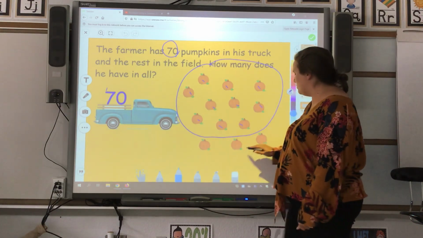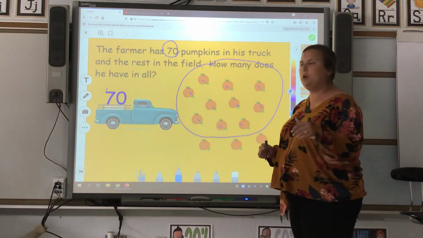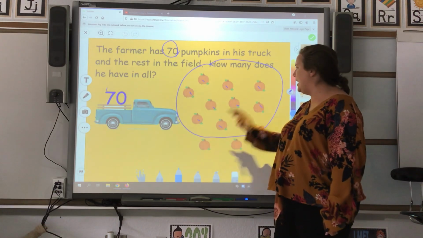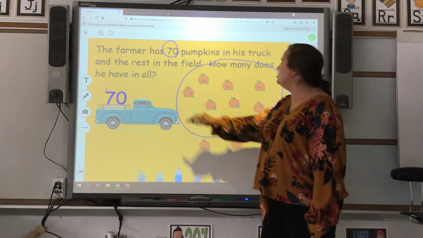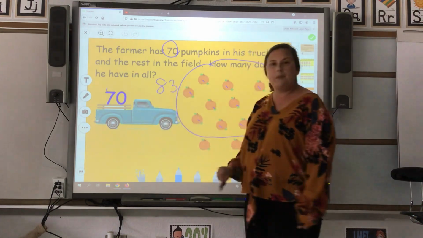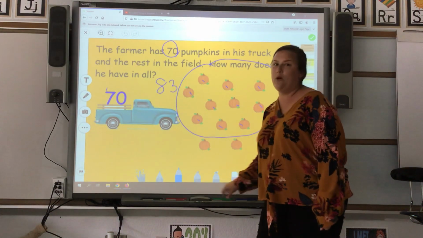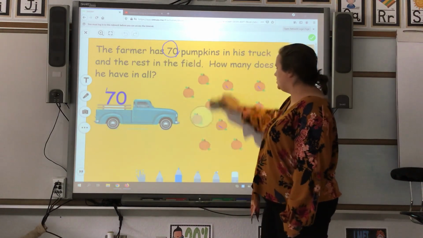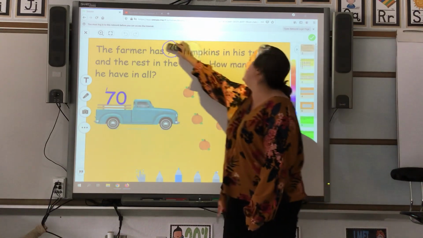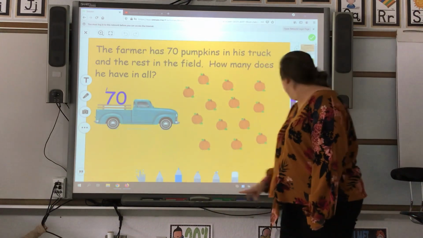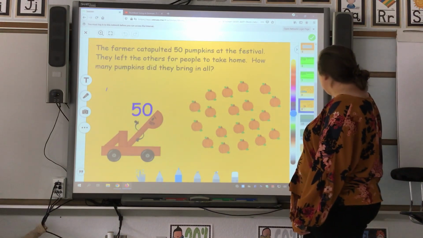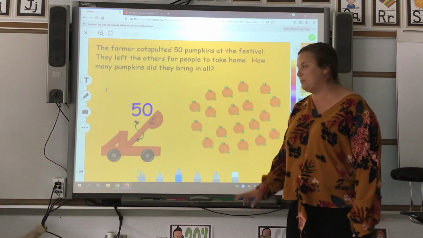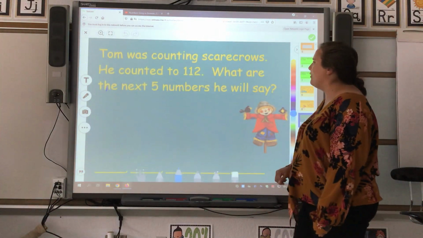So now we have these three, but we can't make a 10 with that. So we're going to count on by ones. So we have 70, 80, 81, 82, 83. So he has 83 pumpkins all together. Wow, that's a whole lot of pumpkins. Wow, I'm glad we had 10 on the field so we can circle our 10s. It makes it even easier to count. We have one up here that you guys can look at too, but this has 50. Oh, and they're catapulting those pumpkins. How cool.